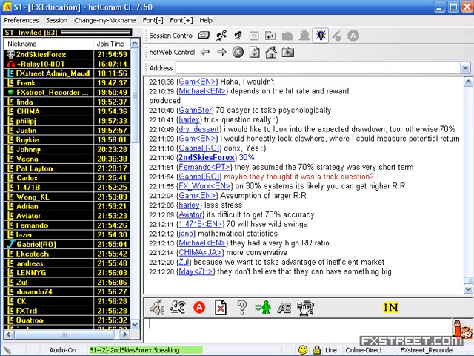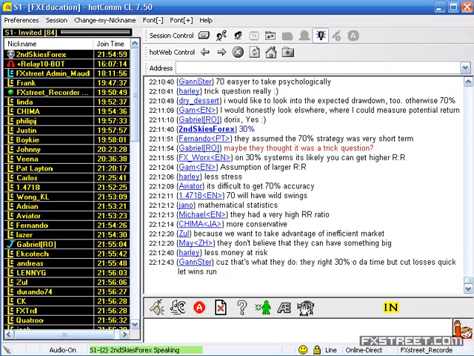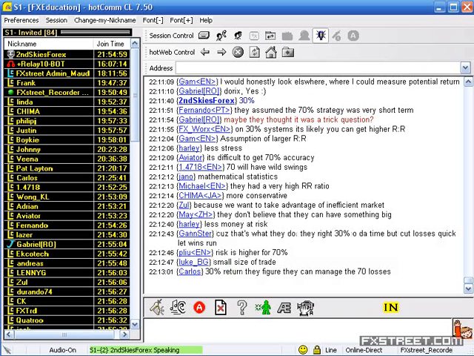70 will have wild swings. A 70% system doesn't have to have wild swings. Why does a 70% system have to have wild swings? I could create 6 different models of systems that are 70% accurate, and some could have higher swings and some not. And remember, we can't make any assumptions about the 70% system.